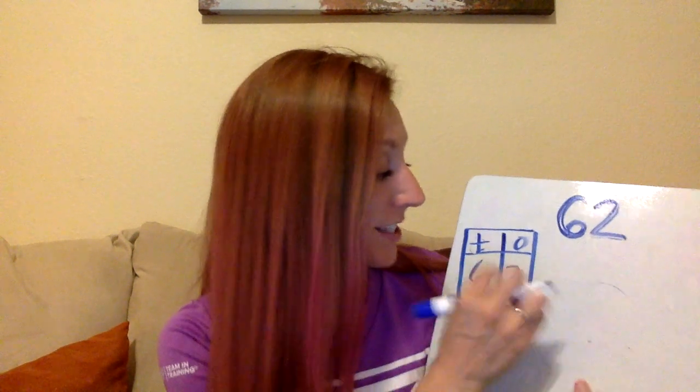So 62 is, I'm going to make a chart here. T for tens and O for ones. Makes a little more sense. So we have 6 tens and 2 ones. Okay, so 6 tens, 2 ones is 62.